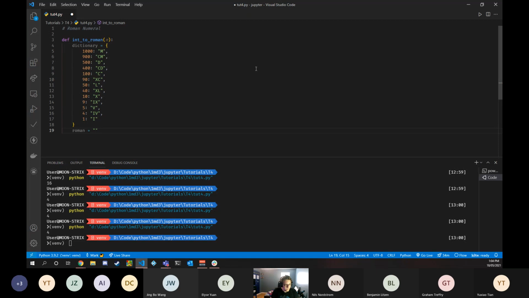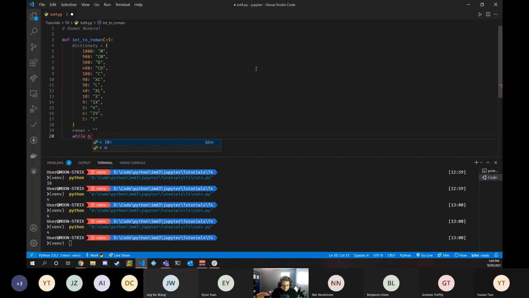And then I need a variable. This variable will be called Roman. This is where I'm going to build the string, the Roman numeral string. Now, again, I'm a fan of while loops when they're called for, and for loops when they're not. And in this case, I need both.